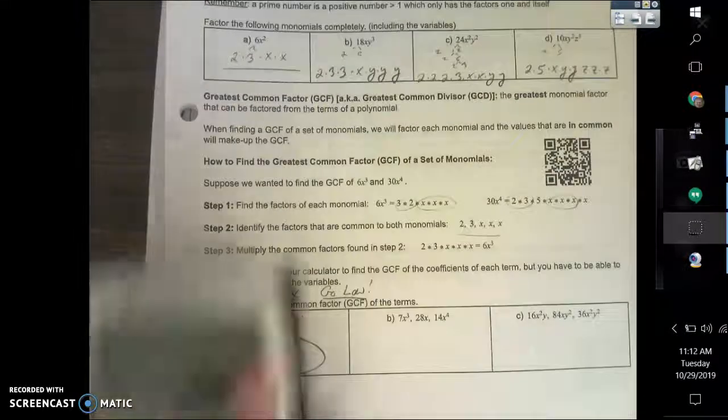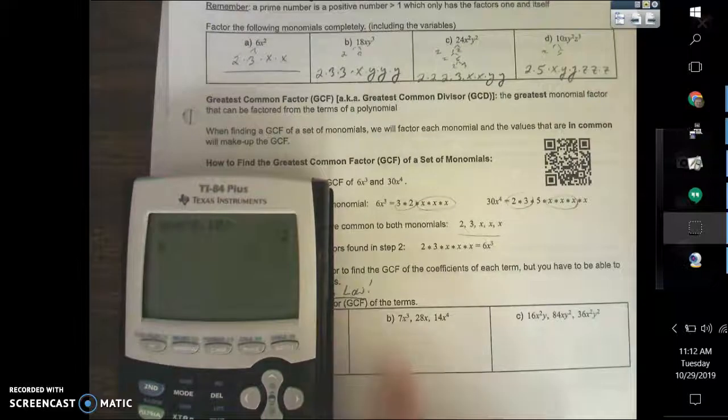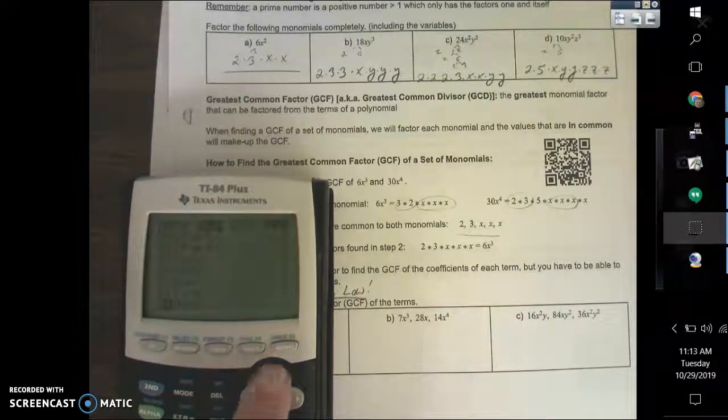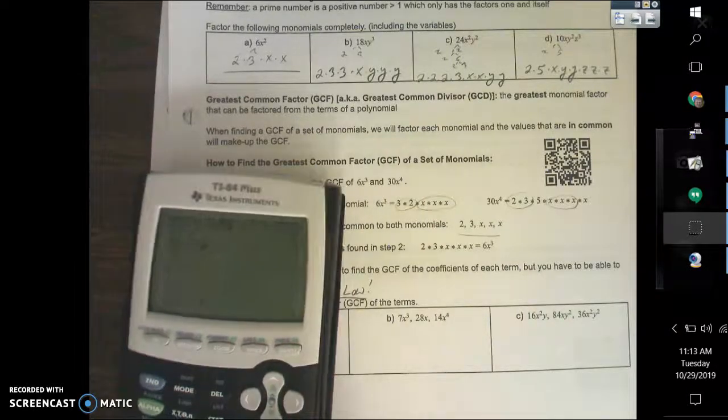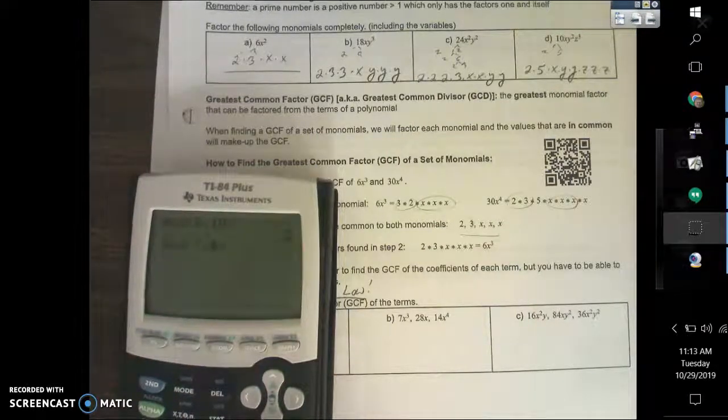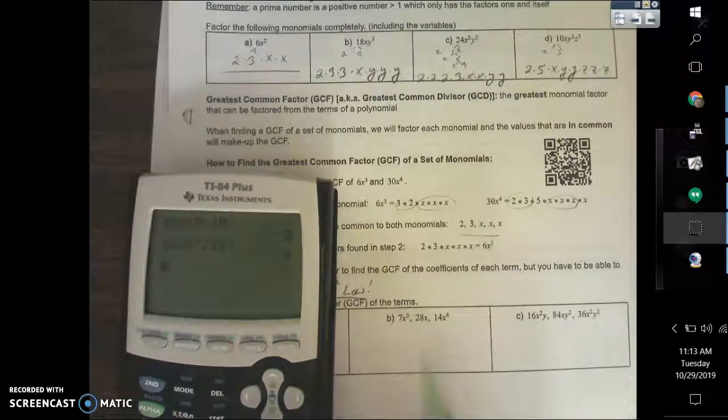Now, the only trick with this calculator is that you can't do 3 numbers at once. So I can come over here and do my GCD again. I'm going to do 7 comma 28. It gives me my GCD as 7. Well, then I want to do my answer here, 7 and 14.